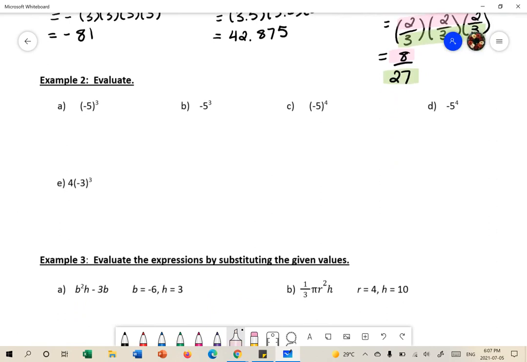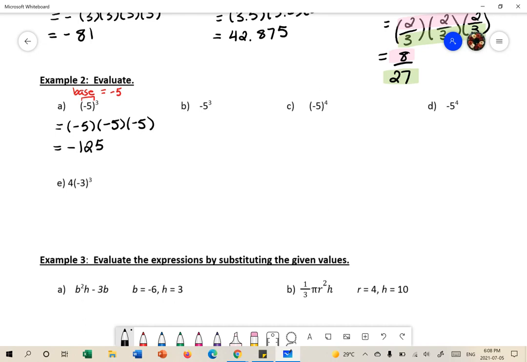Okay, let's evaluate a few more questions here. So again, we need to be aware of when negatives are in brackets. Okay, so the entire base for A is negative 5. Not 5, negative 5. So this is equal to negative 5 times negative 5 times negative 5. And negative 5 times negative 5 times negative 5 is equal to negative 125.